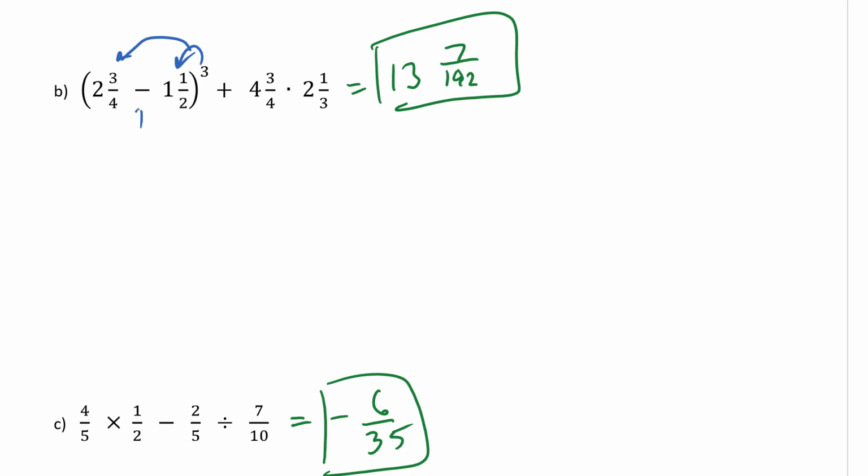Why? Because those are two separate terms. We cannot distribute an exponent if it's more than one term inside the bracket, so don't do that. First things first, let's convert everything from mixed numbers to improper fractions.